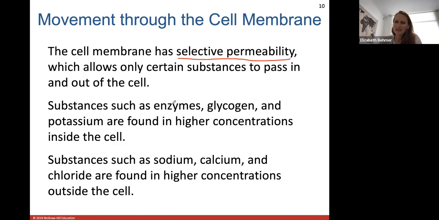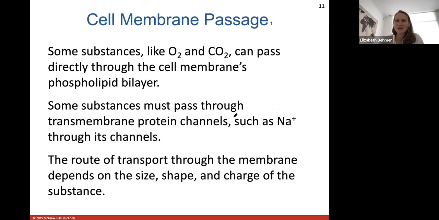Some substances like enzymes, glycogen, which are long chains of sugar, and potassium are always found in higher concentrations inside the cell. And then substances like sodium, calcium, and chloride are always found in higher concentrations outside of the cell. And those concentrations mean how much there is of them. We'll come back to this when we get to your nervous system and see why things like potassium are always in a higher concentration inside the cell, and things like sodium are always in a higher concentration outside of the cell.